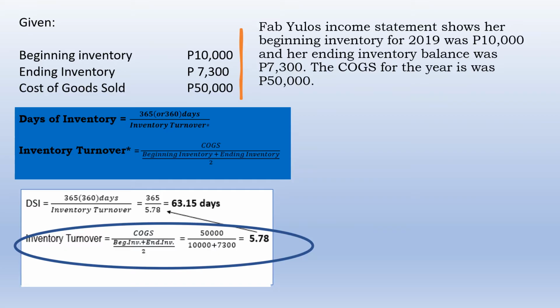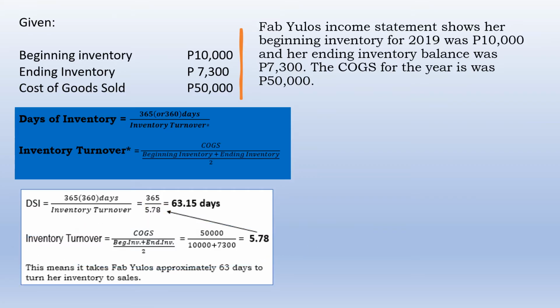And that 5.78 will be used for computing our DSI. In computing for DSI, 365 days is used. 365 divided by 5.78 as our inventory turnover is equal to 63.15 days. This means it takes Fabulous approximately 63 days to turn her inventory to sales.